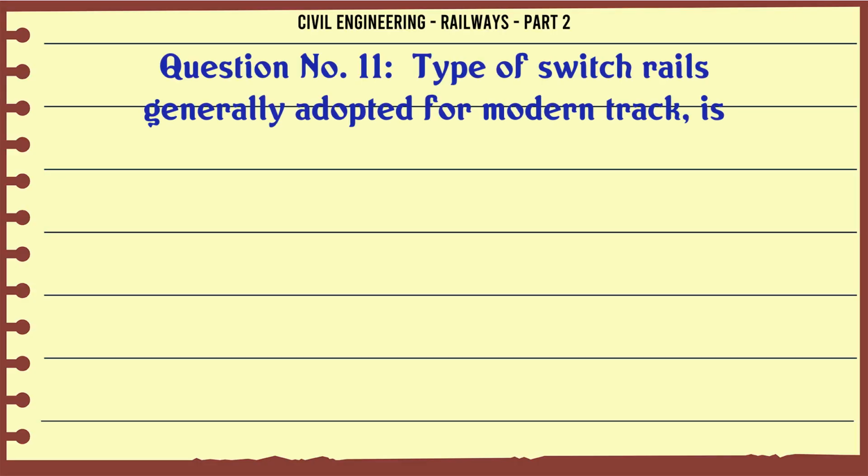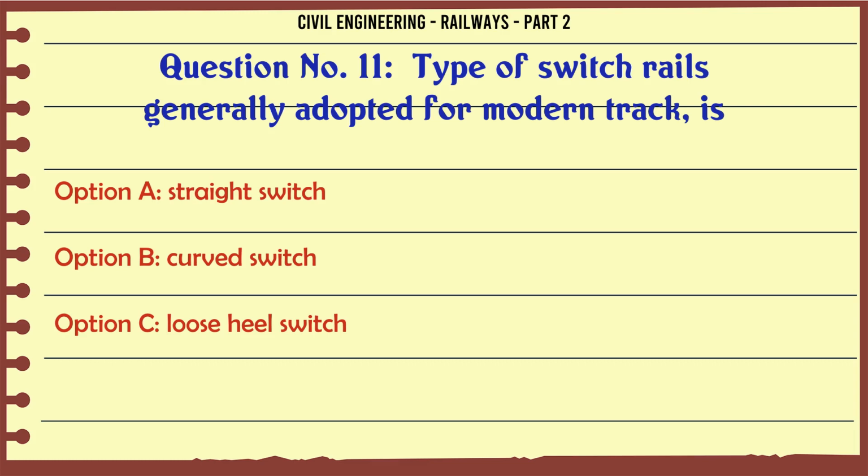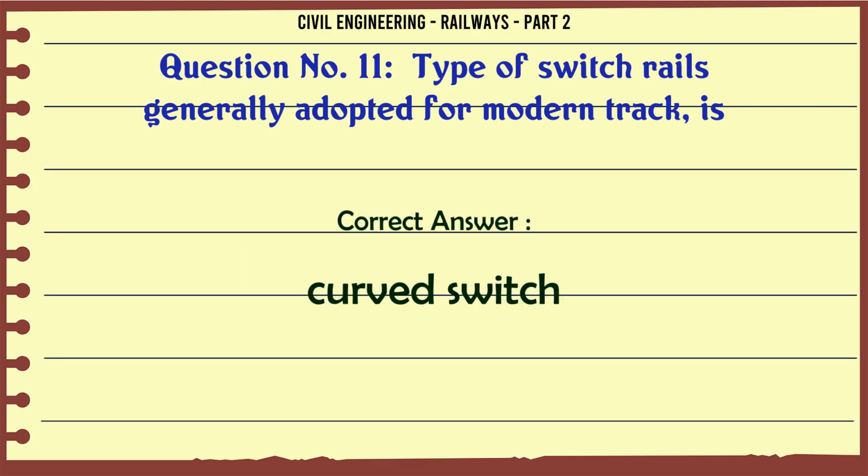Type of switch rails generally adopted for modern track is A. straight switch, B. curved switch, C. loose heel switch, D. bent switch. The correct answer is curved switch.